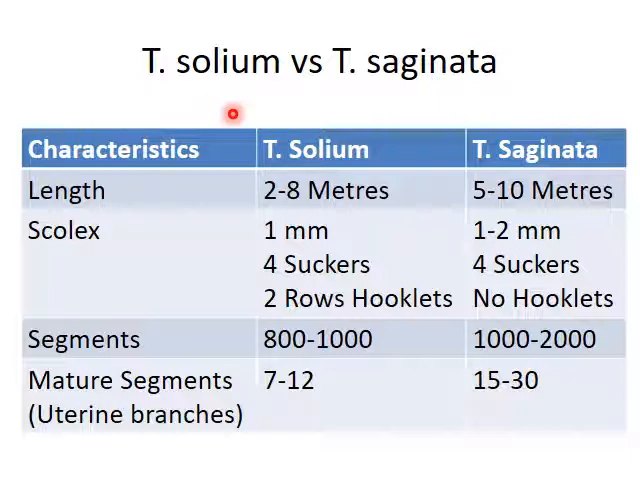Let us see a few differences between Taenia solium and saginata. As we earlier saw, the length of solium is 2 to 8 meters while saginata is 5 to 10 meters. And the scolex or the head of the solium has 2 rows of hooklets while saginata does not have hooklets. There are 800 to 1000 segments in Taenia solium and 1000 to 2000 segments in saginata. And the branches in the gravid proglottids are 7 to 12 in case of solium and 15 to 30 in case of saginata.